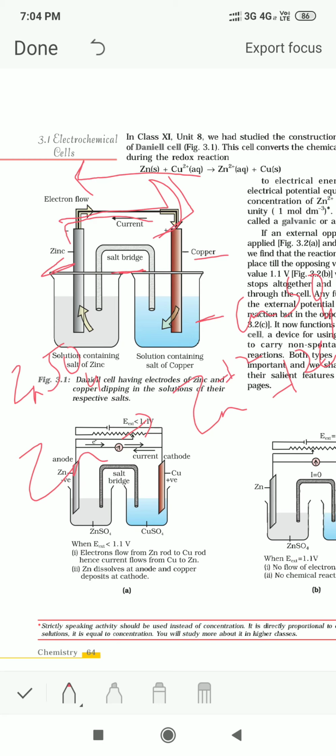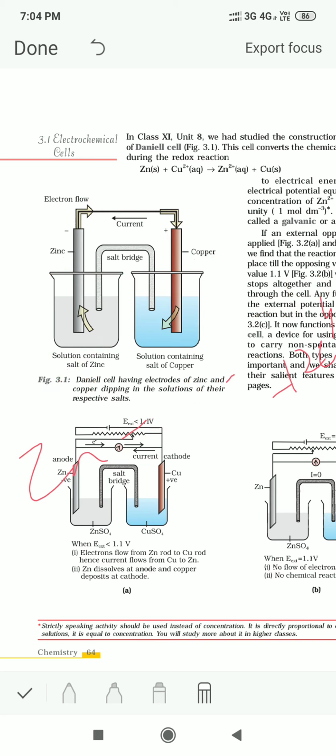I repeat it again. In this zinc electrode, zinc atom, after losing two electrons, changes into zinc ion. Zinc ion moves into the solution, and the two electrons move from the outside circuit towards the copper electrode.